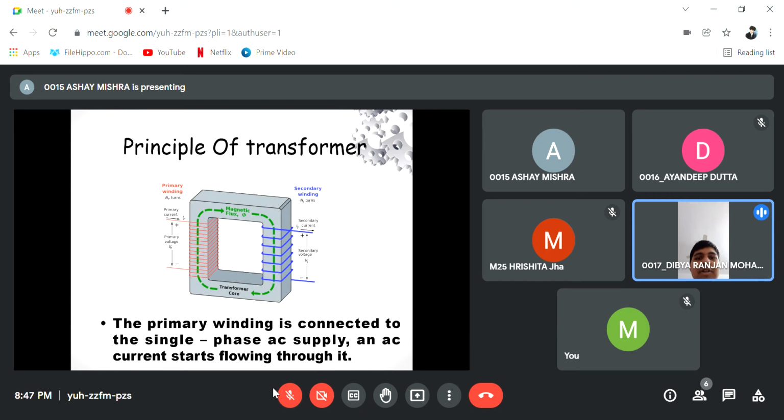Now I would like to talk about the principle of a transformer. The primary winding is connected to the single phase AC supply and alternating current starts flowing through it.